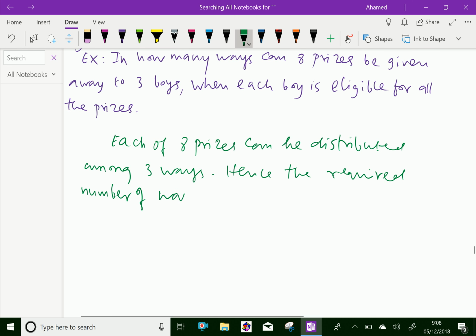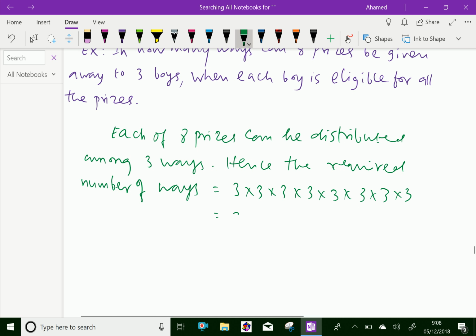Hence the required number of ways of distribution is 3 into 3 into 3, 8 times: 1, 2, 3, 4, 5, 6, 7, 8. That is equal to 3 power 8, and 3 power 8 is 6,561 ways.